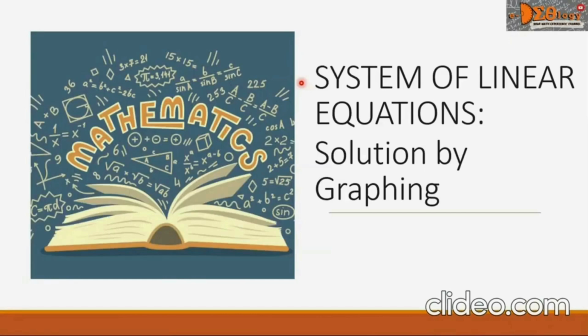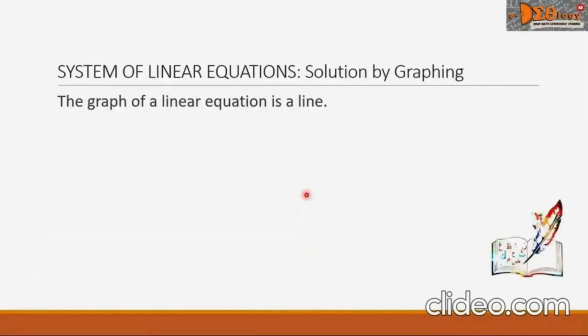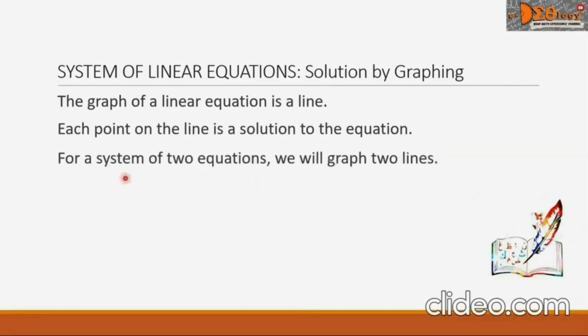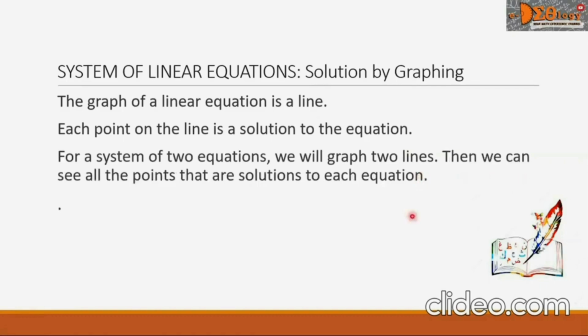Today we're going to study systems of linear equations, and we're going to solve them by graphing. The graph of a linear equation is a line. Each point on the line is a solution to the equation. For a system of two equations, we will graph two lines. Then we can see all the points that are solutions to each equation.